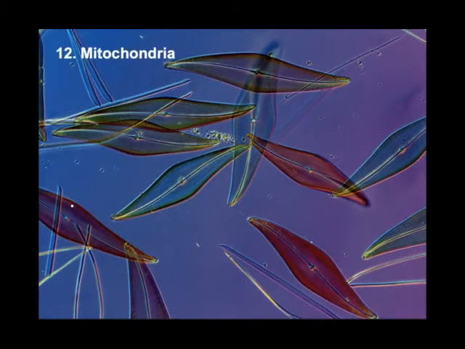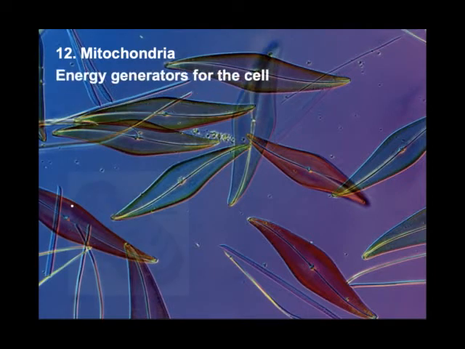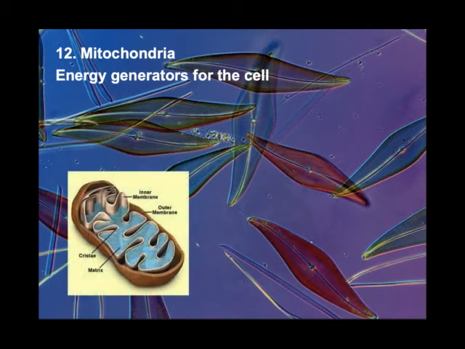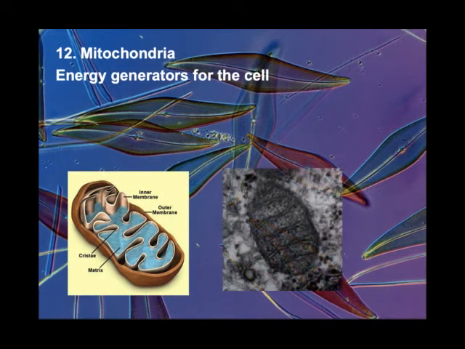Okay, so mitochondria. Now we're going to talk about the energy of the cell. Mitochondria are found in all cells, plants and animals, and these are the energy generators for the cell. This is a cross section of a mitochondria, and inside you see this folded membrane system. You've got an outer membrane outside of that. You've got some gush in there called matrix, all kinds of stuff.